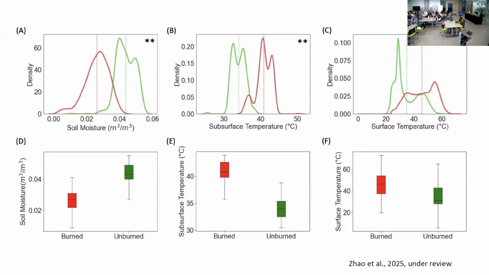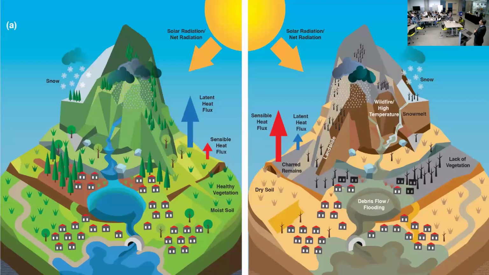For example, this is soil moisture in burned versus unburned, surface temperature burned versus unburned. And you see there's like 10-degree difference. And that one is subsurface. That's surface temperature. So 10 degrees temperature difference is a huge impact on snow melt and soil moisture and lots of other things. So that's the part that requires a lot of work to understand these processes.